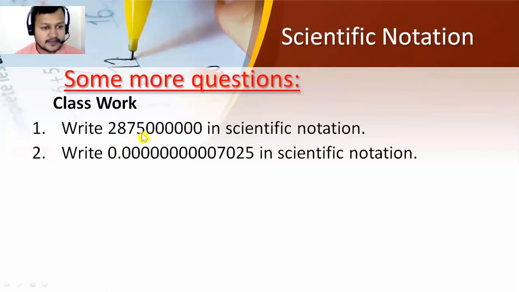Saying "10 को power 9" is how it is read in Nepali. You are talking in English. 2.875 into 10 to the power 9. Now say the answer of the next one.